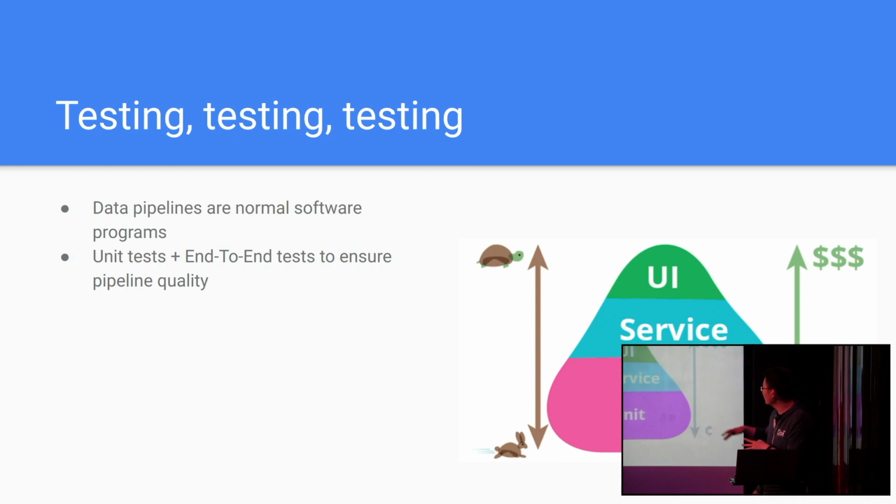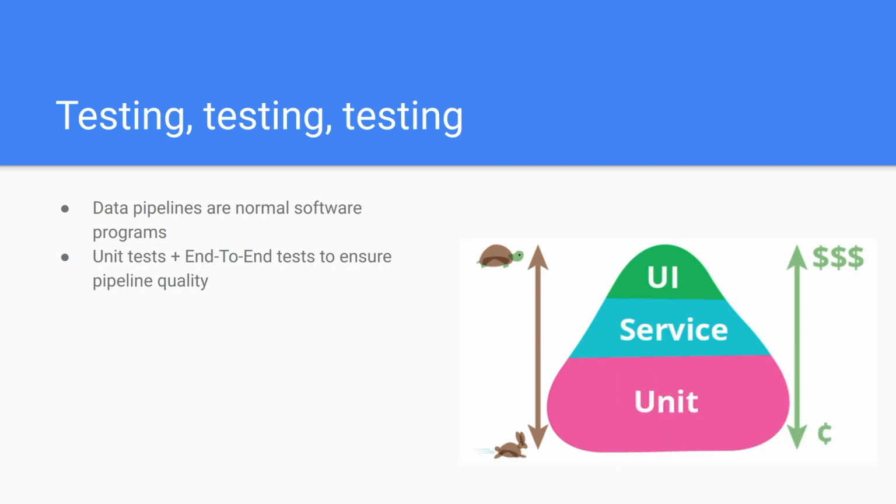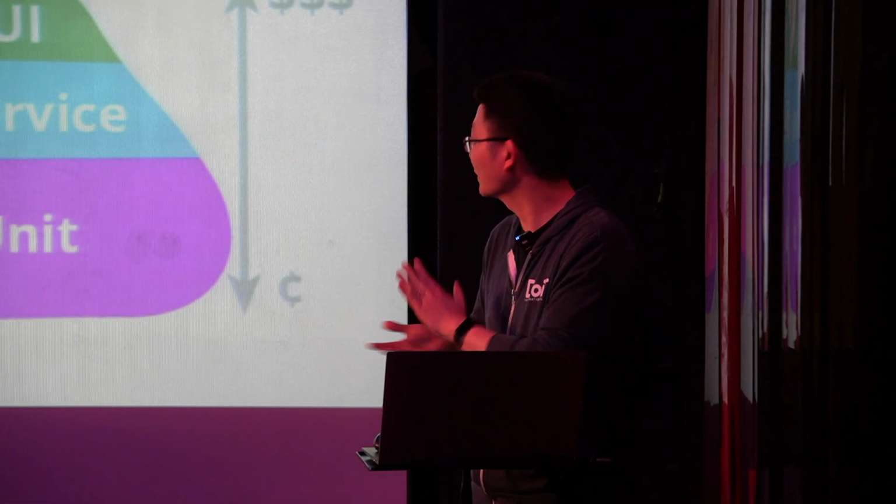And then in here, you can see a test pyramid. We normally have unit tests, you have service tests, you have UI tests. But in this case, we don't have a data pipeline UI. I mean, you have the Airflow UI, but your data pipeline doesn't really require a UI.